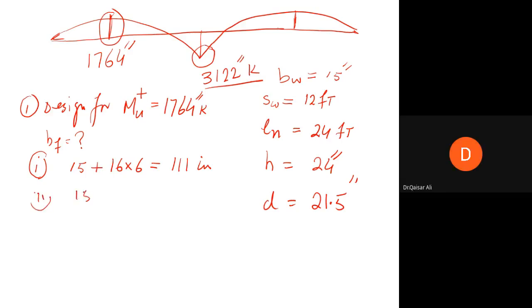Then you have 15 inch plus SW. SW is 12 feet, 12 multiplied by 12. What value is coming? 159.